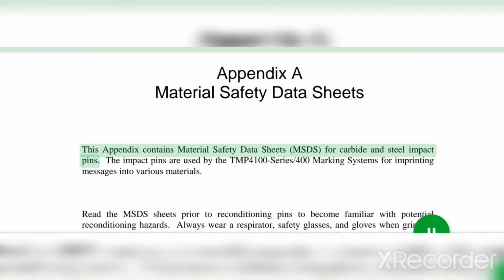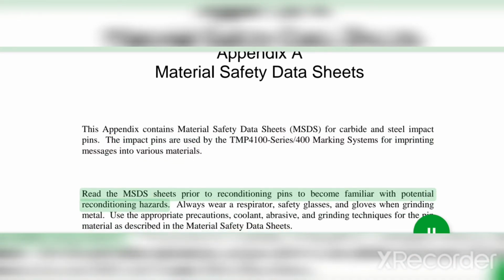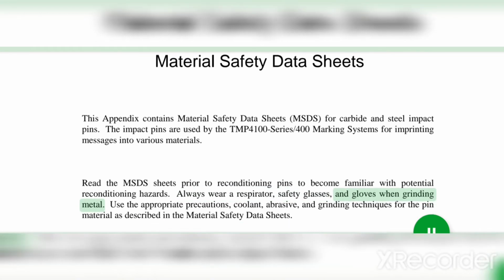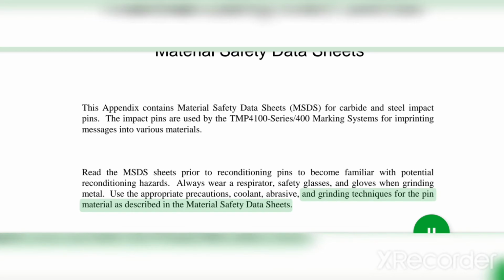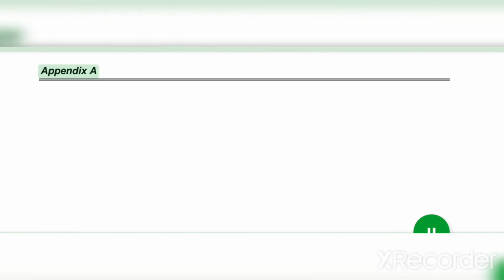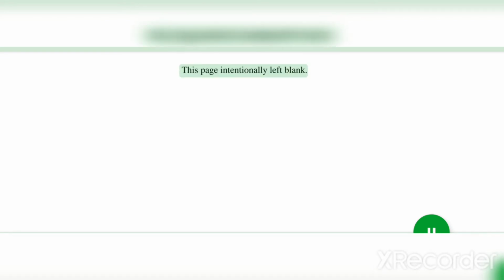This appendix contains material safety data sheets (MSDS) for carbide and steel impact pins. The impact pins are used by the TMP 4100 series/400 marking systems for imprinting messages into various materials. Read the MSDS sheets prior to reconditioning pins to become familiar with potential reconditioning hazards. Always wear a respirator, safety glasses, and gloves when grinding metal. Use the appropriate precautions, coolant, abrasive, and grinding techniques for the pin material as described in the material safety data sheets. Appendix A, A2. This page intentionally left blank.